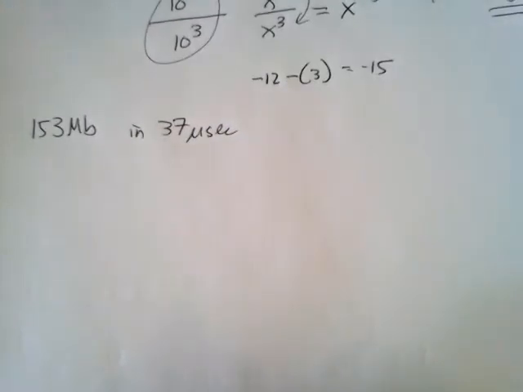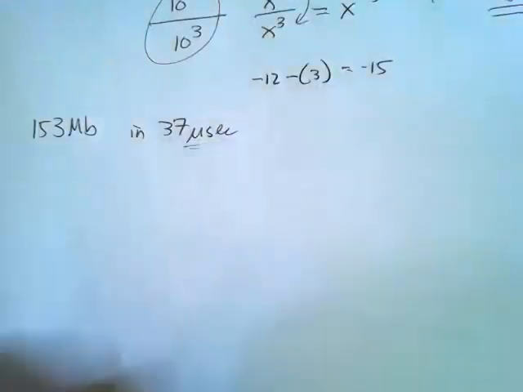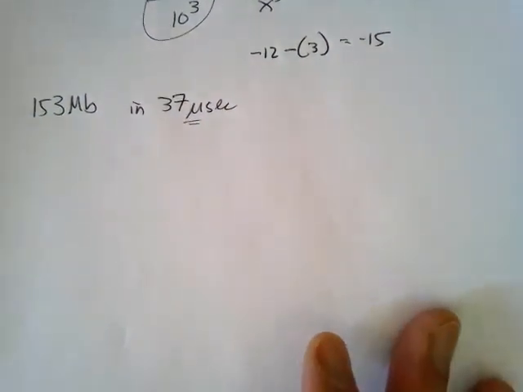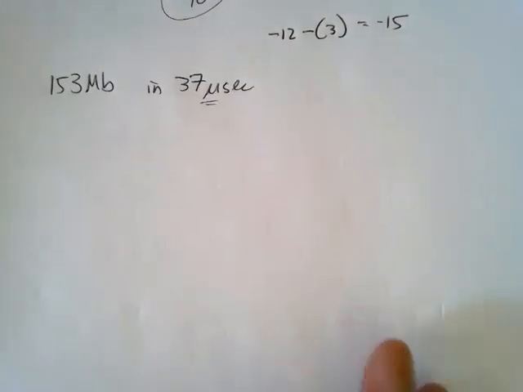So here again, notice how compact the expression is. I could say it is dealing with 153,000,000 bytes of information in 0.0000037 seconds, which is almost unintelligible. 153 megabytes in 37 microseconds is something that we can write down, particularly when we get comfortable with these prefixes, which I encourage you to do prior to starting the semester.